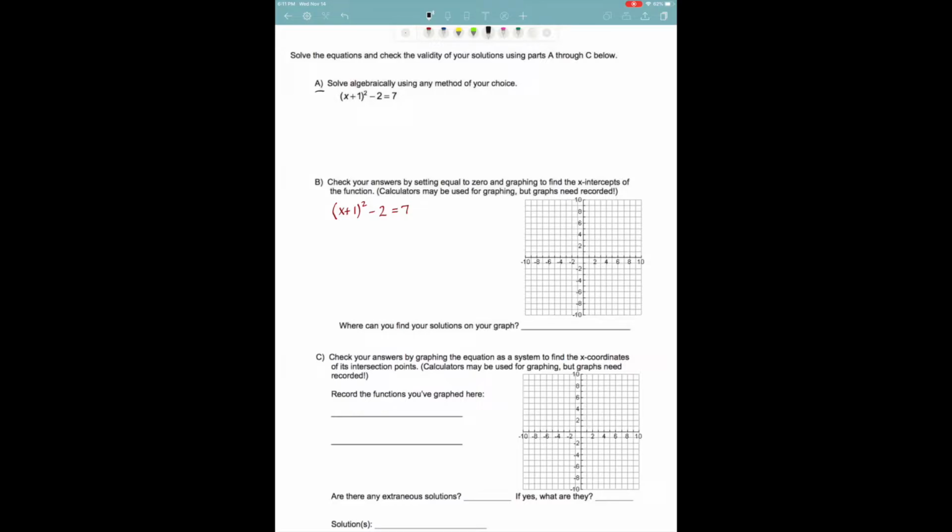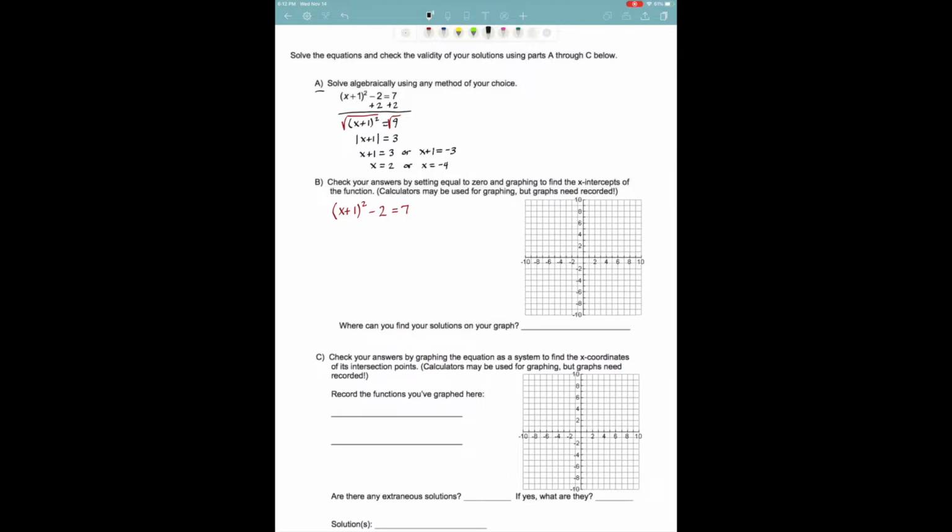I'm going to solve it algebraically. I'm going to isolate the quantity there. I'm going to add 2 to each side. I have the quantity of x plus 1 squared equals 9. I'm going to take the square root of each side to undo our squaring. So then I've got the absolute value of x plus 1 is equal to 3. And we should know that x plus 1 could then either equal 3 or x plus 1 could equal negative 3. So that leaves us with x equaling 2, or x is going to equal negative 4.